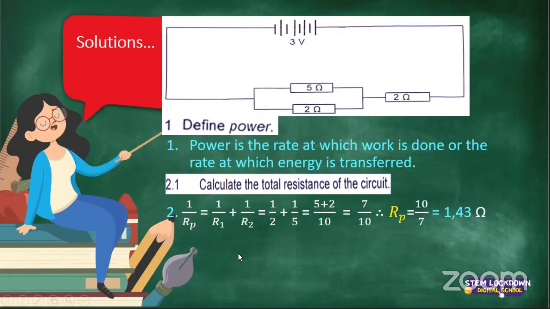So total resistance will be R parallel plus the 2 ohm resistor. So R parallel is 1,43. The value of this one is 2. So it will be 3,43 ohms. That is the total resistance of this circuit.